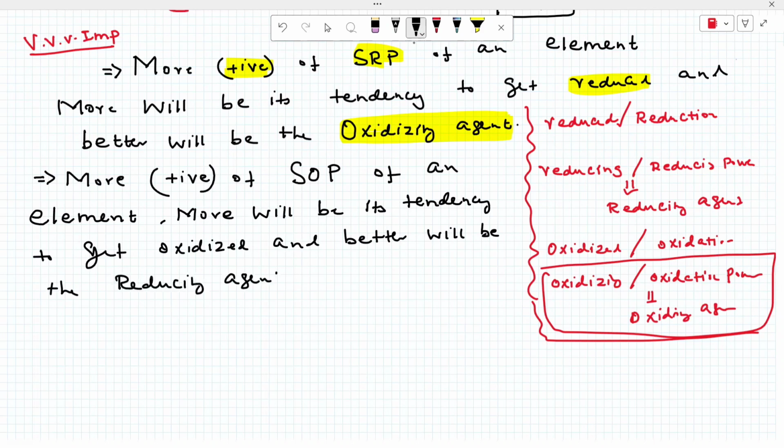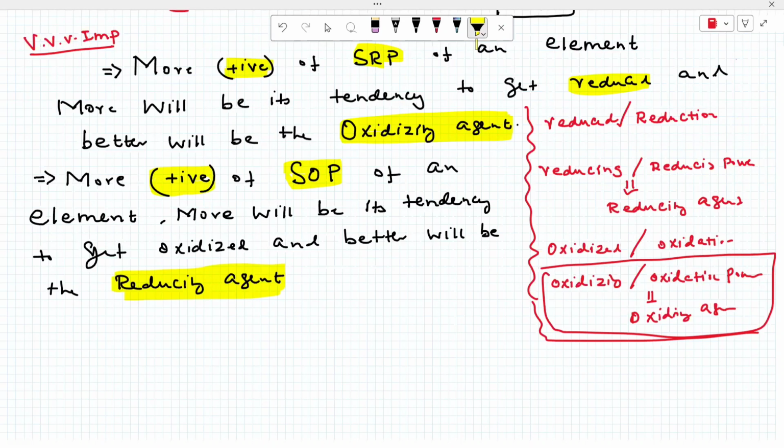For example, if they ask which is the strong reducing agent, what should we do? We need the SOP. Understand. If the question gives SRP, you know how to change it, right? Mostly they give SRP. For a reducing agent question, convert SRP to SOP, and the more positive SOP is the reducing agent. Okay? No more confusion, it is simple. When they ask for the oxidizing agent, see all the SRP values. More positive, more oxidizing agent.